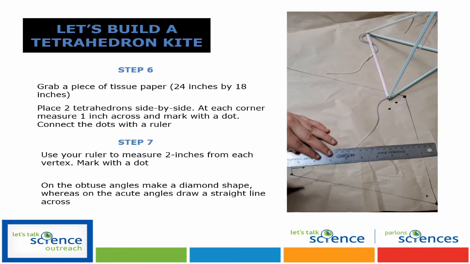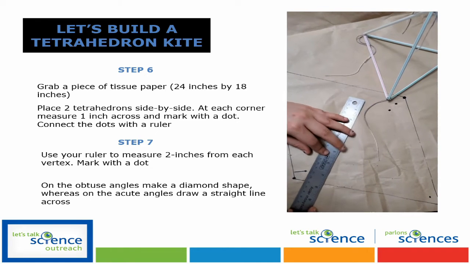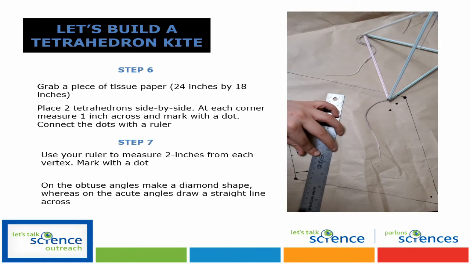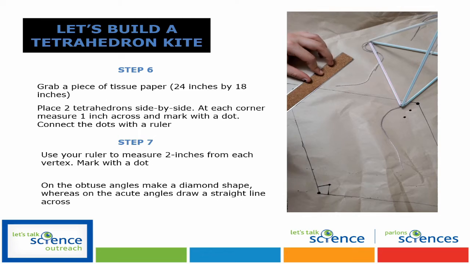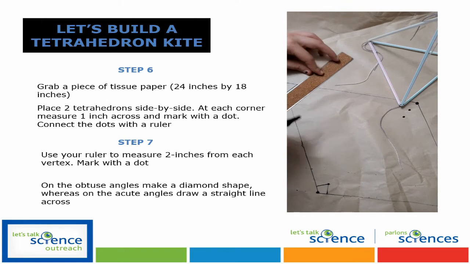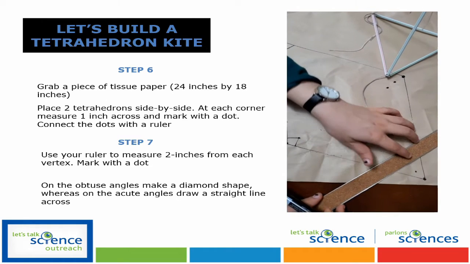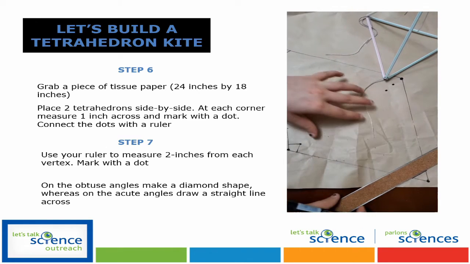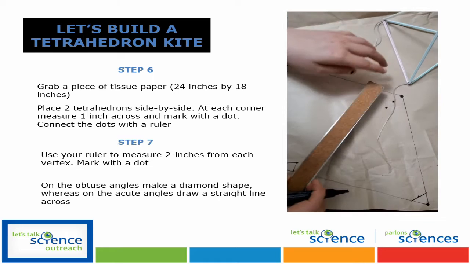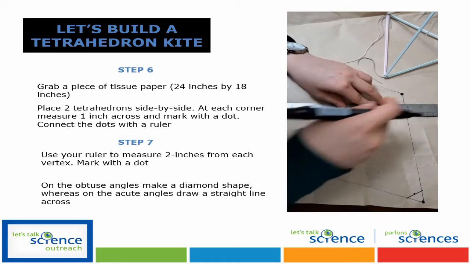On the obtuse angles, the angles that are greater than 90 degrees, we want to make a diamond shape as shown here. Whereas on the acute angles, we're going to draw a straight line across as shown on your screen now. Again, acute angles are angles that are less than 90 degrees.